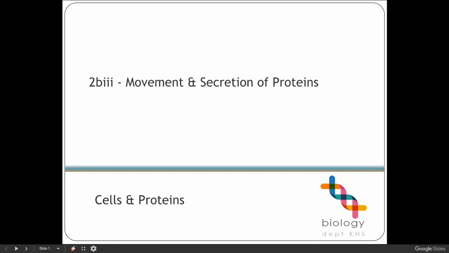And welcome to the next lesson for Advanced Higher Biology. This lesson is going to follow on really immediately from our last lesson, which was looking at the synthesis of the different types of proteins available in a cell. And this one really looks at what happens immediately after that synthesis. How are those proteins moved around the cell or secreted to the external cellular environment?